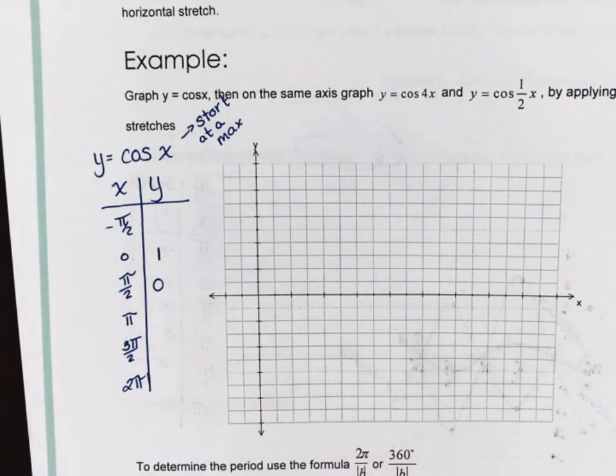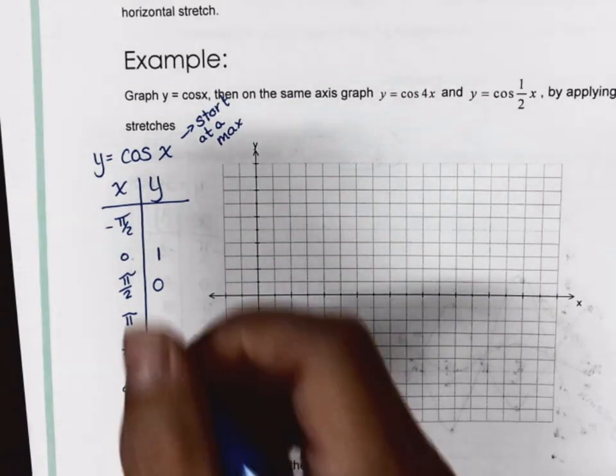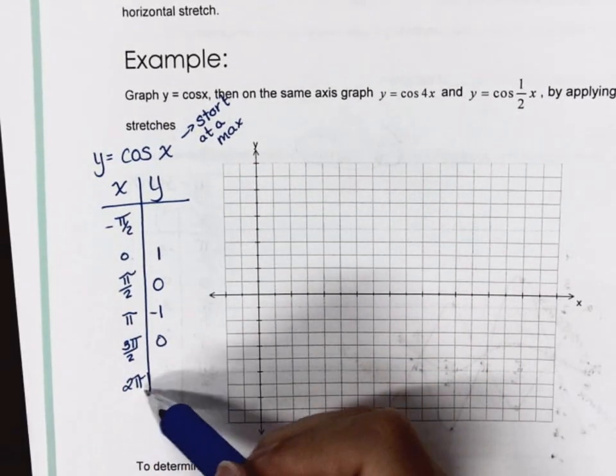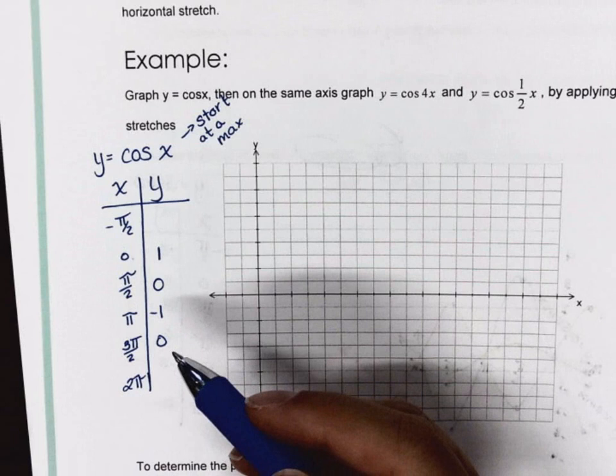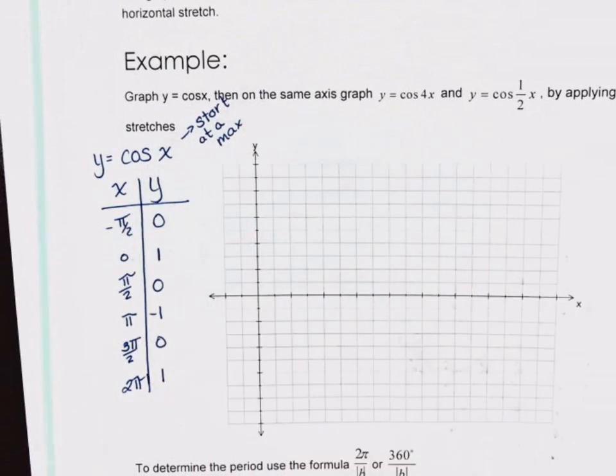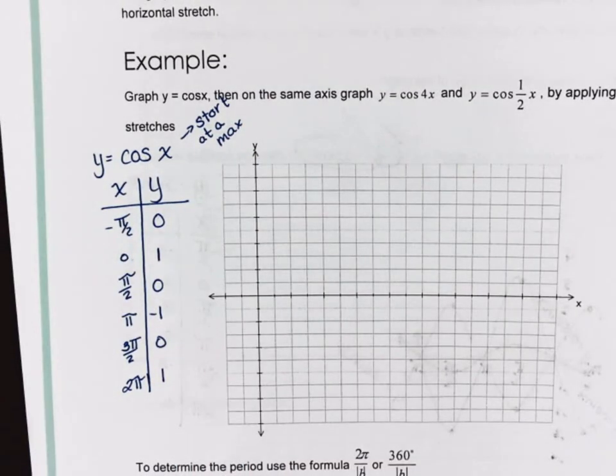And at pi, what's the x coordinate at pi? -1. You guys remember the pattern? And at 3 pi over 2, where am I going to be? 0. And then at 2 pi, I'm back where I started. 1, right? +1. Okay, now let's work backwards. I'm starting at 0, and I'm going to go negative pi over 2. So I'm down on the y-axis. 0. Okay, that's the basic cos graph. Are we good to graph that one? Okay.